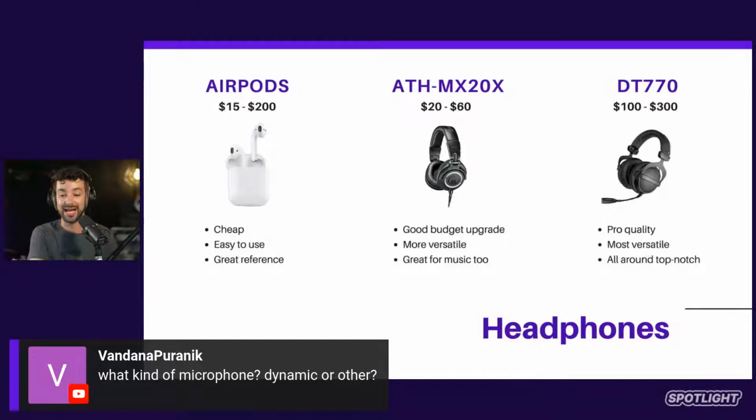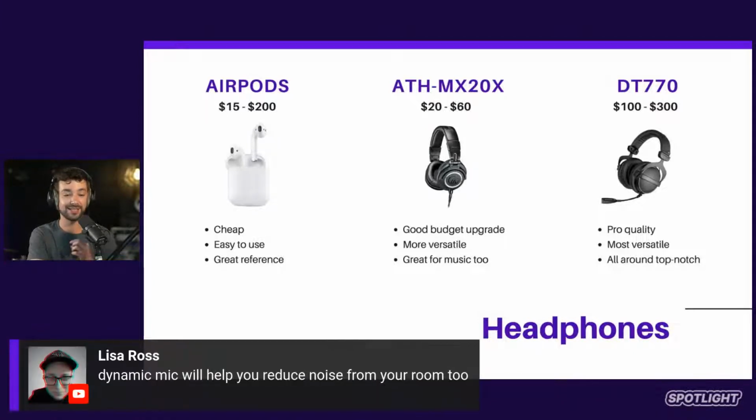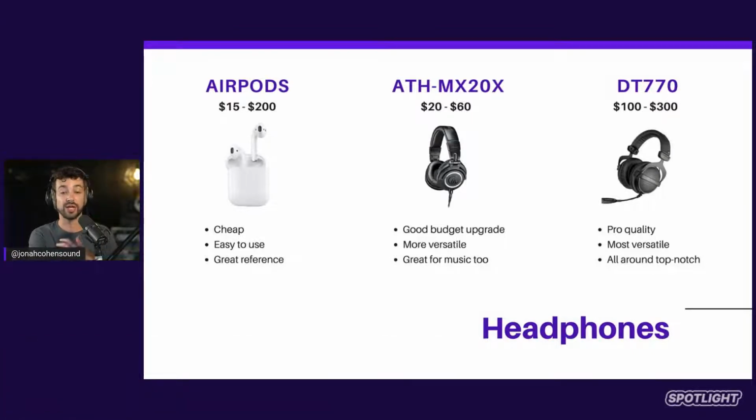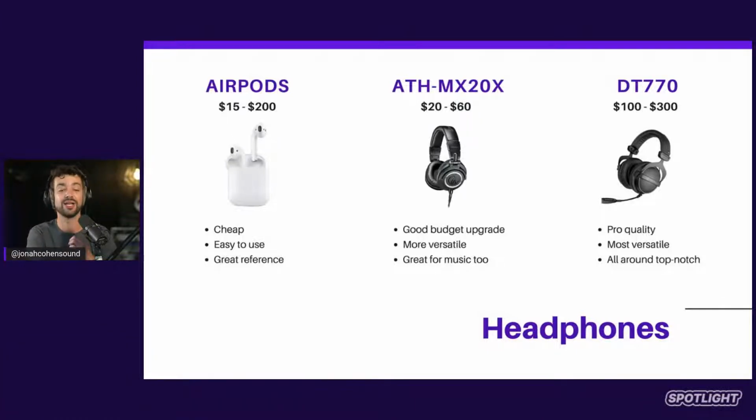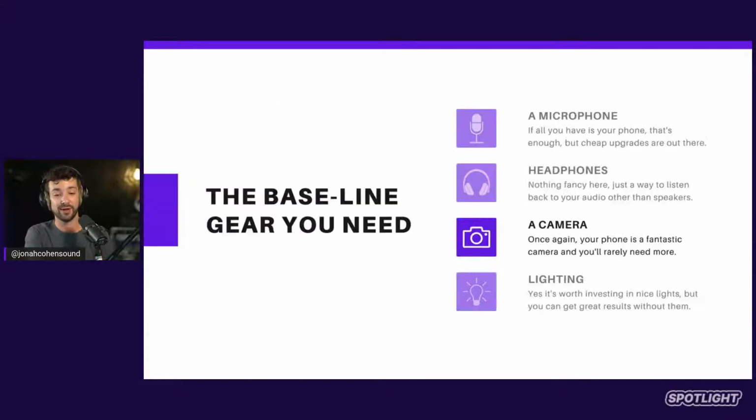So whichever style of dynamic mic, yep, and Lisa is saying this exactly right, a dynamic mic will help you reduce noise from your room as well. Yes. So you're going to want to shoot for some kind of dynamic mic, and a Blue Yeti is absolutely okay. Once again, start with what you have. And Nancy, if you're having specific problems with your Blue Yeti, pop them in the comments. A Blue Yeti can do everything you need. It's just about figuring out the exact setup if you're not quite happy with the quality. But 100%. And once again, remember, it's just about working with what you have and getting better over time.